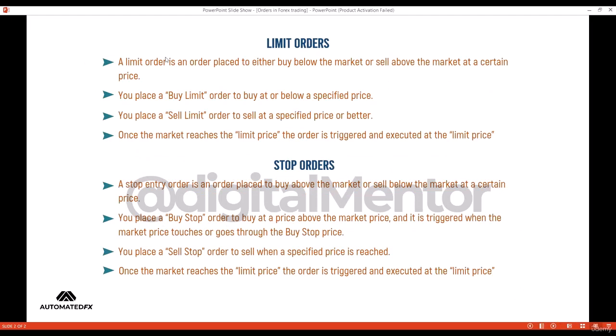Now for limit orders, a limit order is an order placed to either buy below the market or sell above the market at a certain price. So you're either buying below the market or selling above the market price. So when the price is at a point, you place a limit order to buy below or sell above.